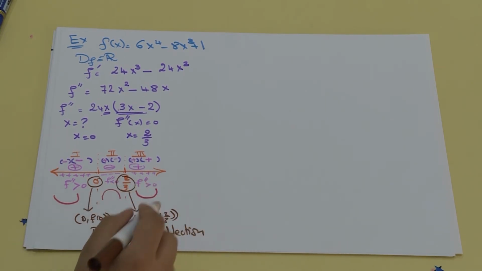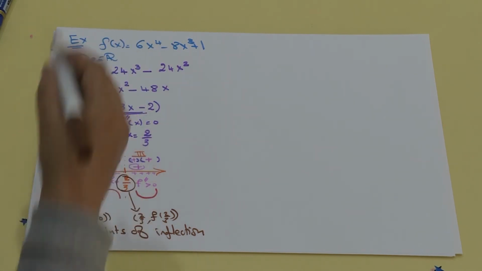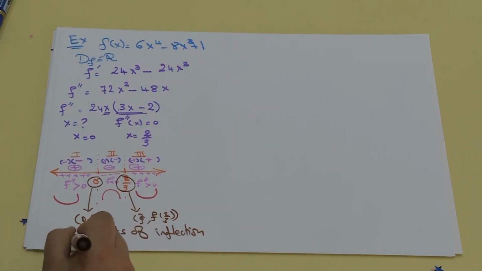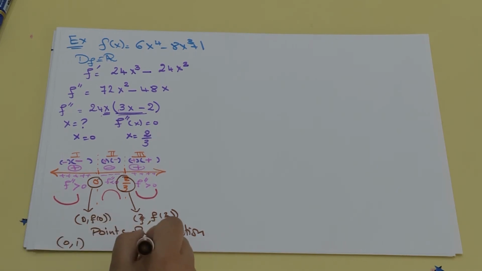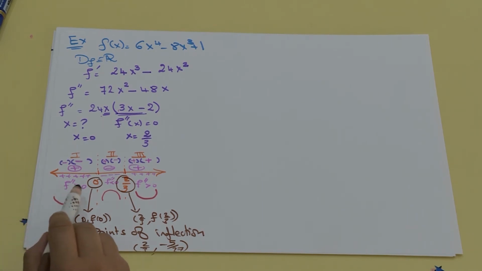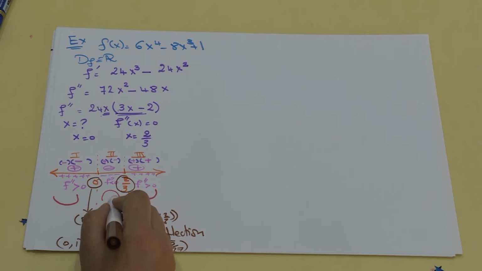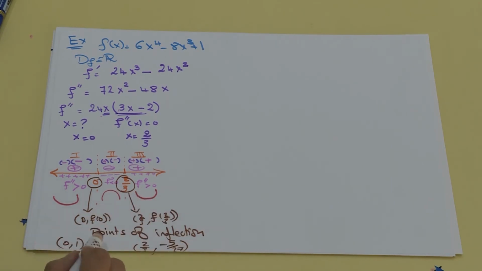You go ahead and substitute for 2 over 3 here and substitute for 0 here. I think here it is 0 and 1, while this is 2 over 3 and something, it's minus 5 over 27 from the book. So now we found the intervals on which the function is concave upwards and the intervals on which the function is concave downward. We found also the points of inflection.